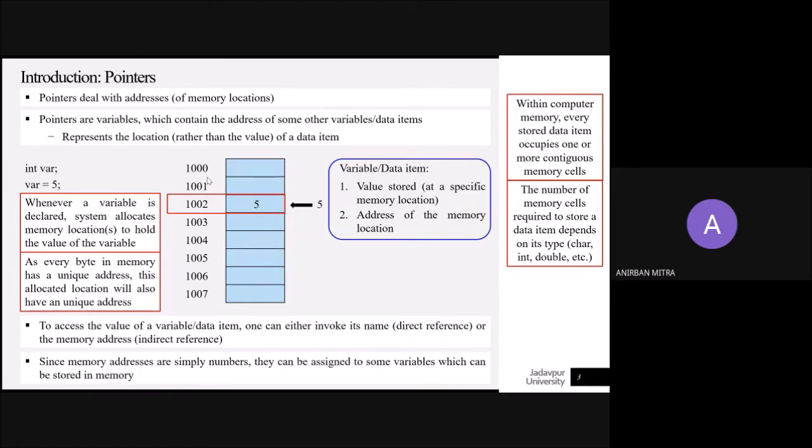Now consider that the addresses are simply numbers, as I have shown here. They may not be in this format, but they are still numbers, and they can be assigned to some variables. Because they are numbers, these values can be assigned to other variables. Those specific variables are known as pointer variables, and they are unique in a sort of way because they can only store addresses. So that is the concept of pointer variables.